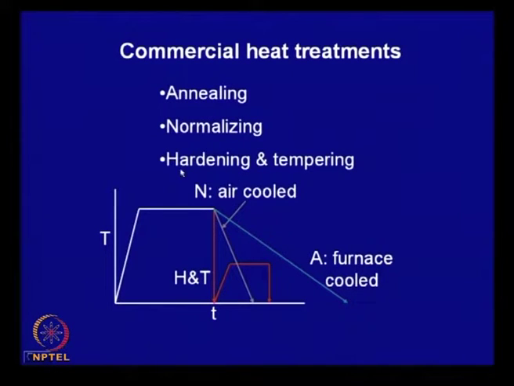So, obviously you can see this is the case of hardening, where you get the maximum hardness. In air cooling, you will get an intermediate structure, and here in annealing you will get the coarsest structure, which will have the lowest strength but good ductility. So, as you go from annealing to normalizing to hardening, strength goes on increasing, whereas ductility goes on decreasing.